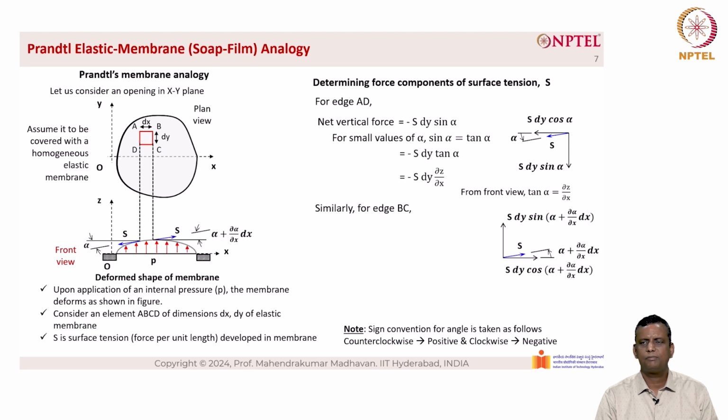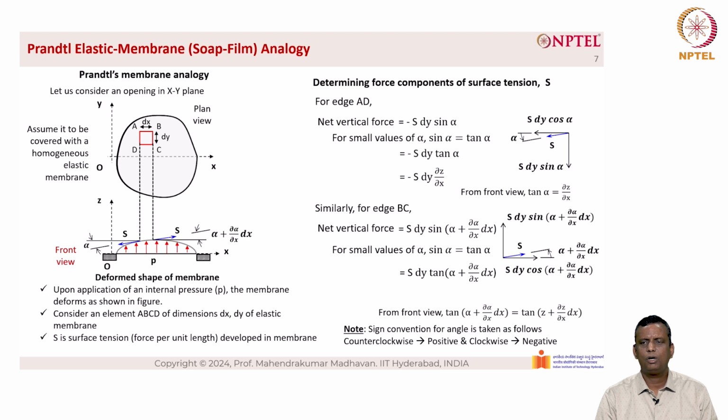Similarly, for edge BC, we have the following resolution as you can see here. Here, instead of alpha, we have alpha plus ∂alpha/∂x into dx, and it makes an angle of alpha plus ∂alpha/∂x into dx with the horizontal, and it makes an angle of sine of alpha plus ∂alpha/∂x into dx with the vertical. So the net vertical force here is S into dy into sine of alpha plus ∂alpha/∂x into dx. For small values of alpha, sin alpha equals tan alpha. So it becomes S into dy into tan of alpha plus ∂alpha/∂x into dx.